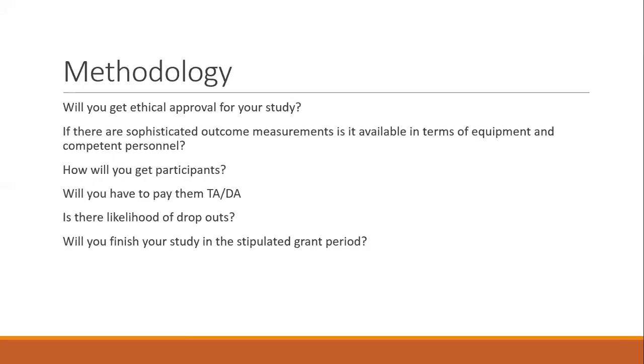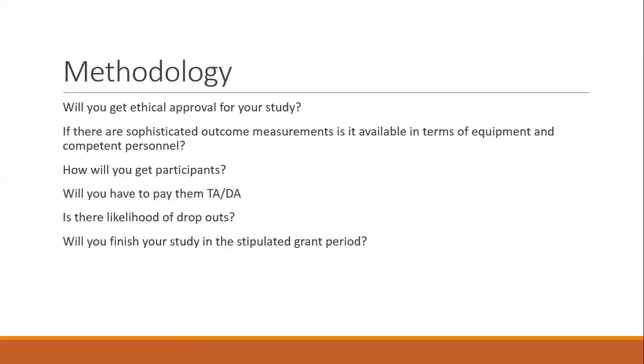Is there likelihood of dropouts? Is this some sort of study where there might be a lot of dropout, either due to death or because it's long duration and people just don't show up? In which case, your sample size will have to be increased. So if your initial sample size has to be increased to take care of dropouts, then you need to budget for their TA also. So these are things you must seriously think about.